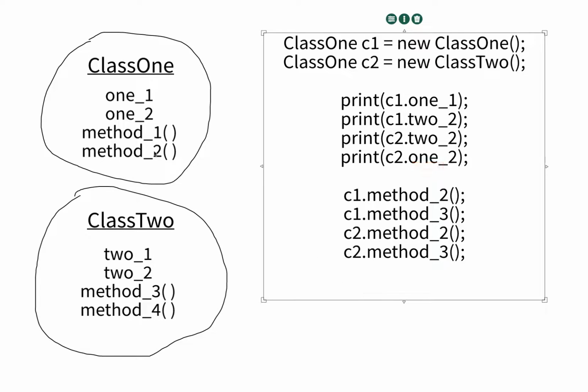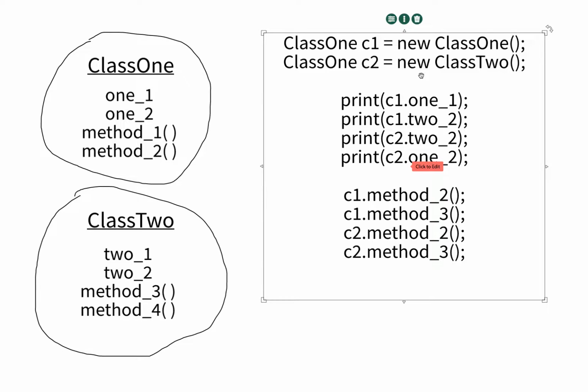All right, so as a review, we have these two classes. We have class 1 that has the instance variables 1_1 and 1_2, method 1 and method 2. And we have a second class, class 2, which has the instance variables 2_1, 2_2, and the methods method 3 and method 4. So let's come over here to the code and we create two objects, C1 and C2.